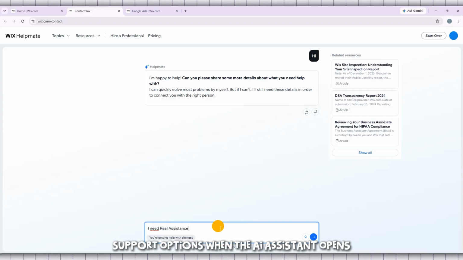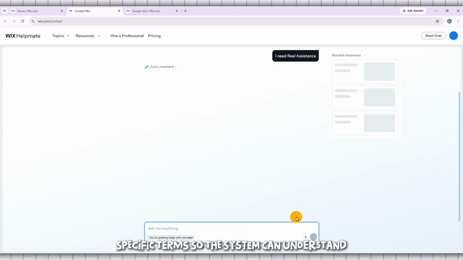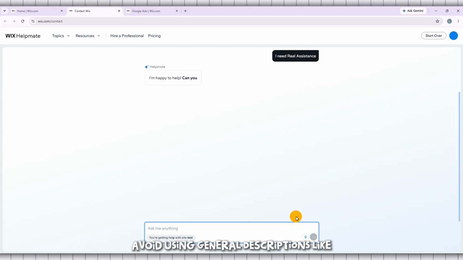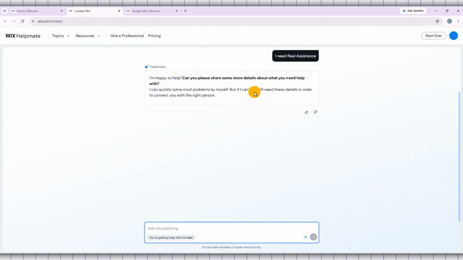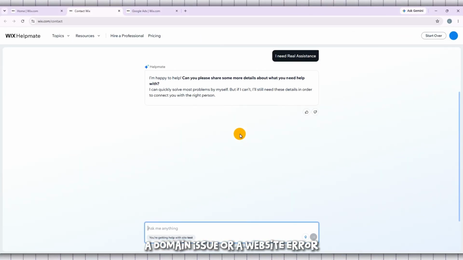When the AI assistant opens, go ahead and describe your issue as clearly as possible. Try to explain the problem in simple, specific terms so the system can understand what kind of help you need. Avoid using general descriptions like, "My website is not working." Instead, provide details such as what feature is causing the problem, when the issue started, and what you have already tried. For example, if you're having a billing problem, a domain issue, or a website error, mention that directly.